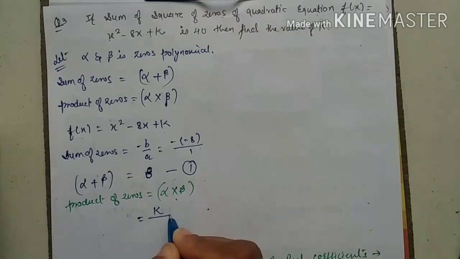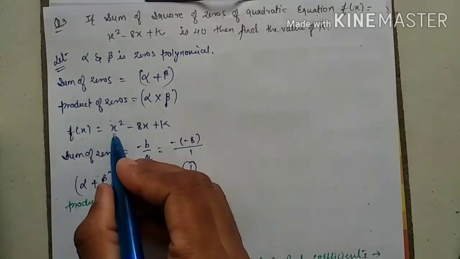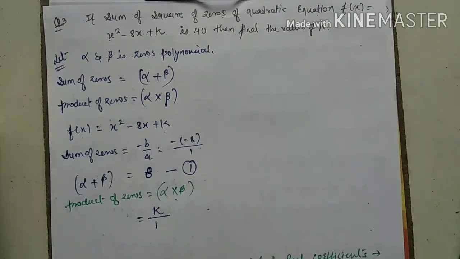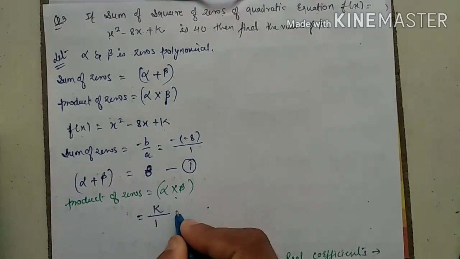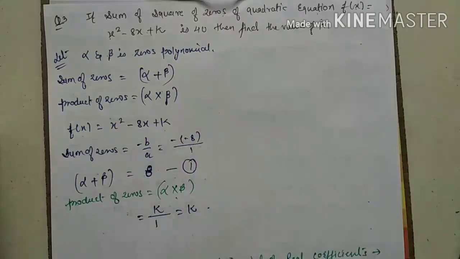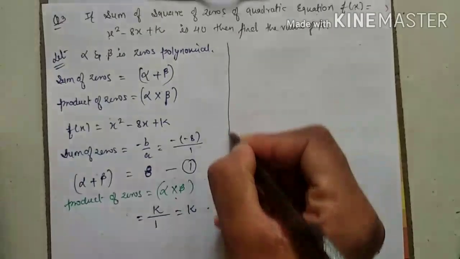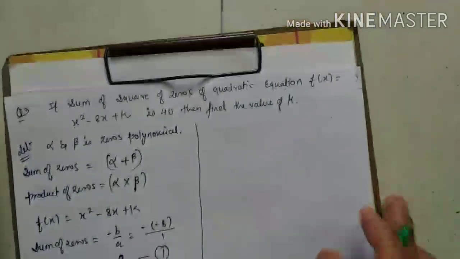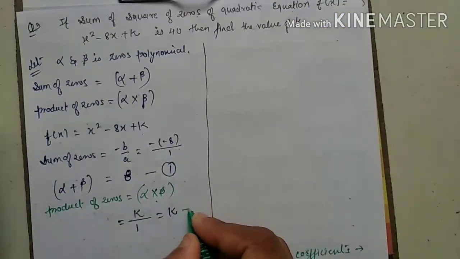So the constant term in this is what? K, and the coefficient of x square is 1. So what are you getting for the multiplication, the product of zeros? K. Is it clear? Now just understand here. I got the product of zeros, and assume this one as a second equation.